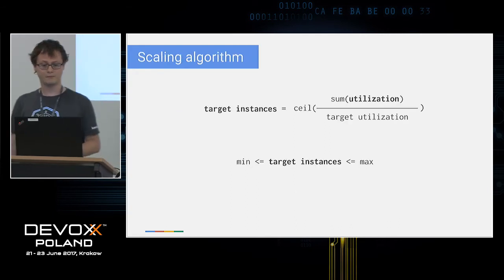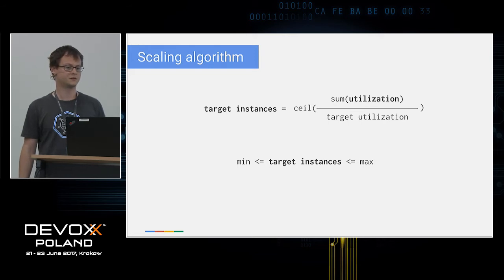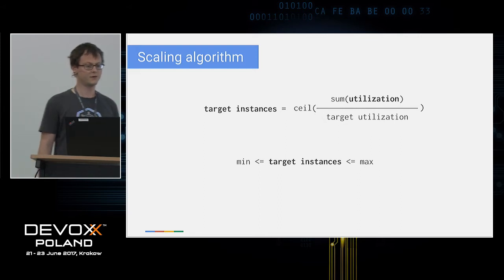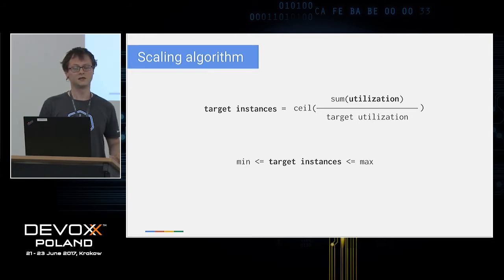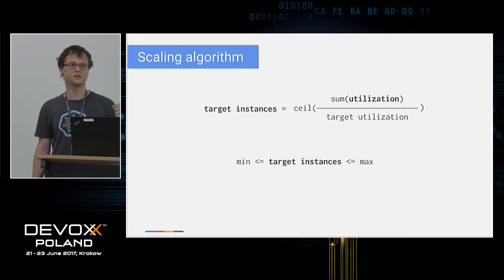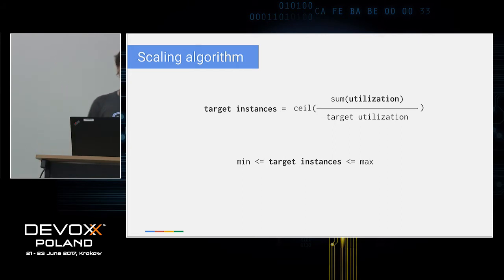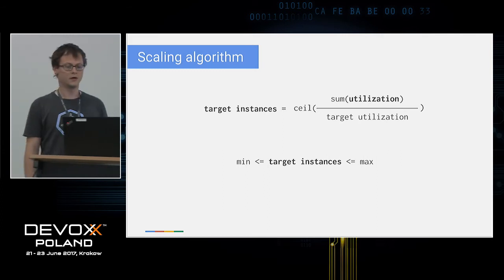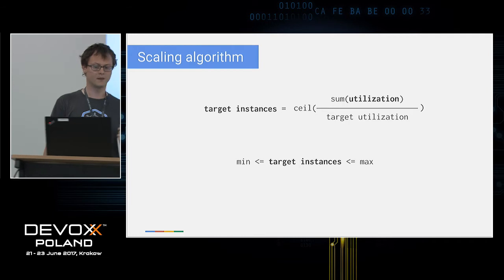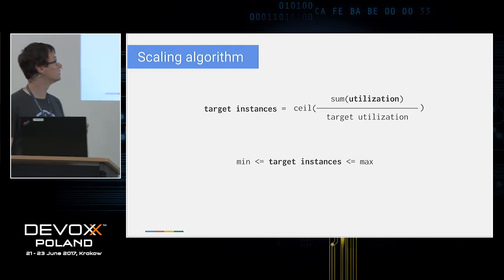And the exact algorithm it uses, I think, is equally simple. To find out the desired number of instances of our application, all that HPA really does is sum the utilization over all the pods. Say one pod has 50% CPU utilization, and the other one has 70%. So the total is 120, and then it divides that by the target utilization. If it was 60%, then we actually want 2 pods, which is the perfect value. Of course, it also respects the minimum and maximum that we have set.